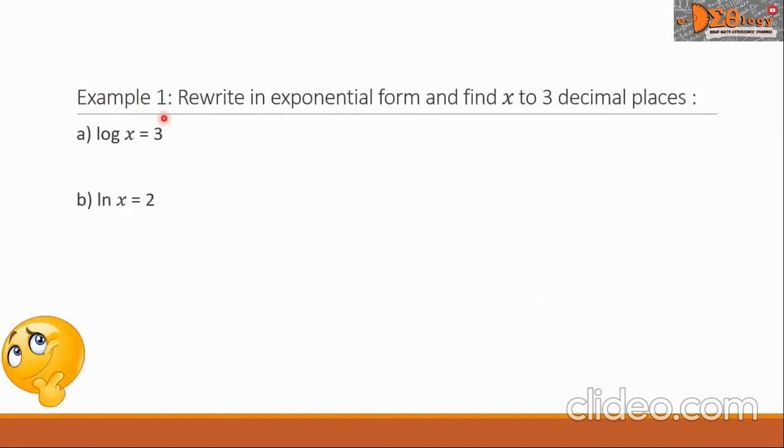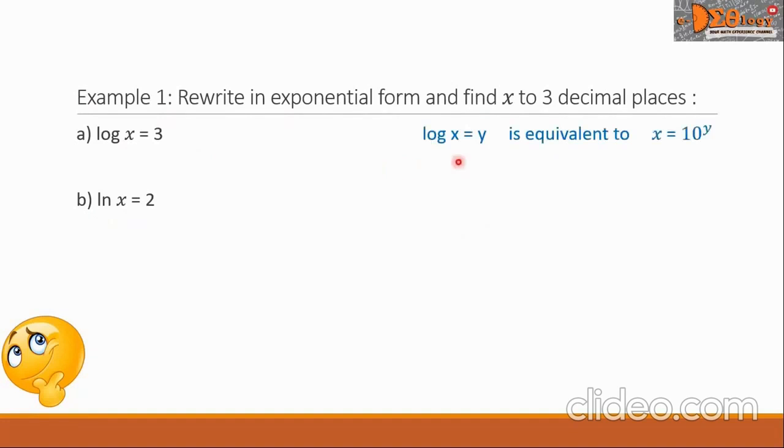Let's have this example 1. Rewrite in exponential form and find x to 3 decimal places. Letter A, log x equals 3. Letter B, ln x equals 2. Let's begin with letter A.